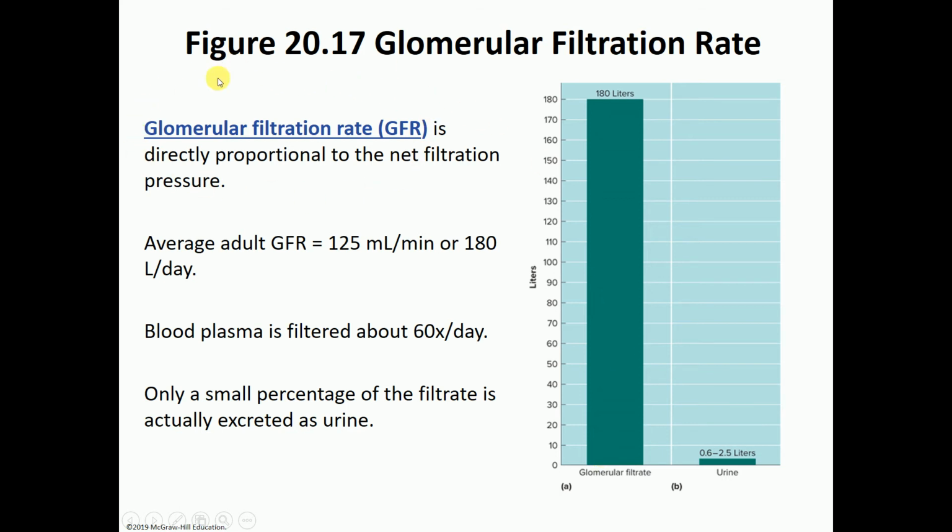The glomerular filtration rate is how much was filtered per any given time unit. So you see here that a healthy average adult filters about 180 liters of filtrate every single day. The blood plasma is filtered about 60 times per day. But again, only a small percentage of all of that filtrate is going to be eliminated as urine. So where does all of that go?